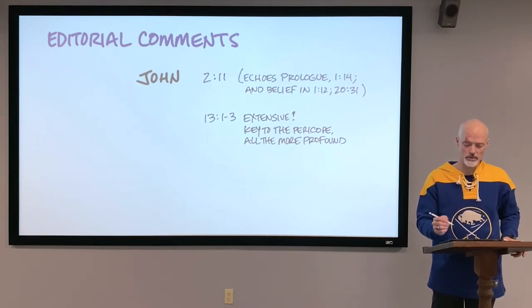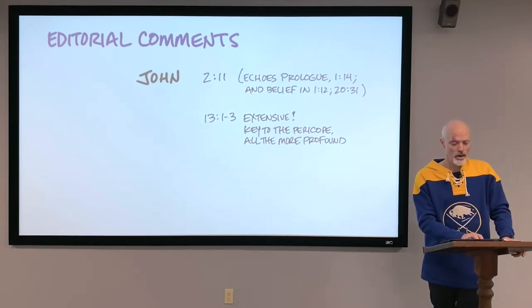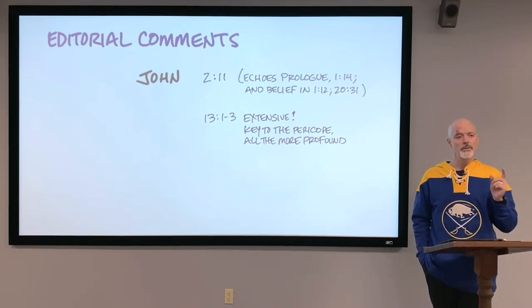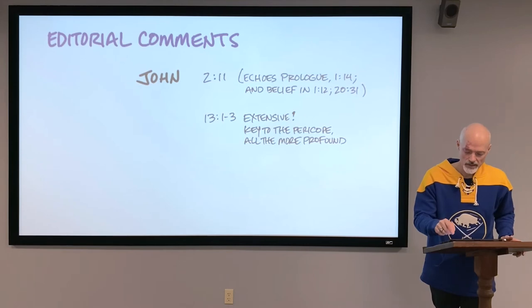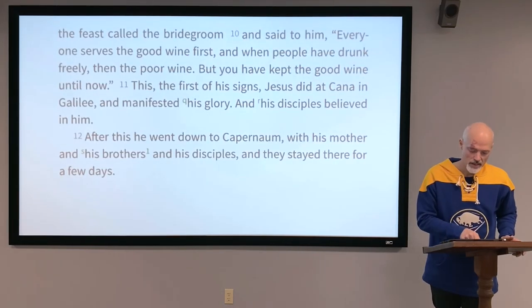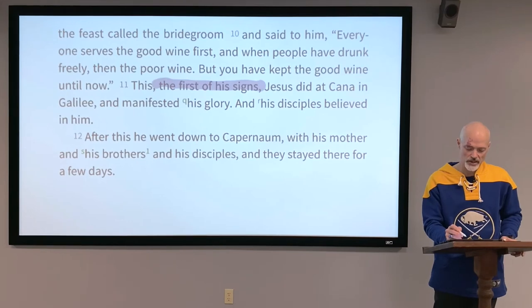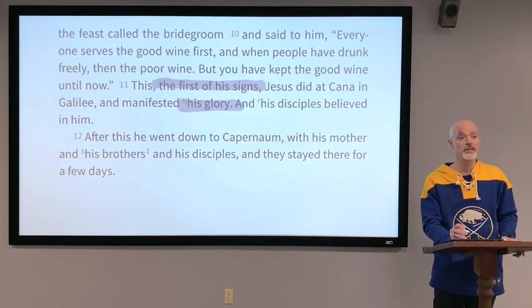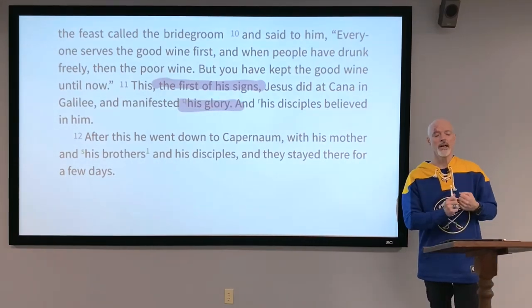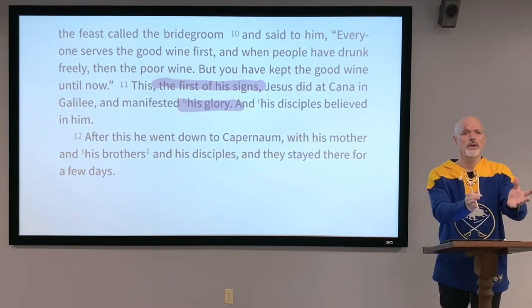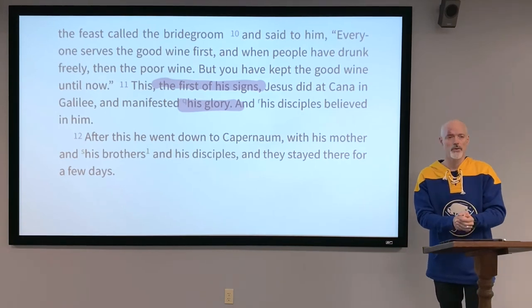In John 2, where we're told this was the first of his miracles that he did, look at the text with me, either in your Bible or up here on the screen. This was the first of his signs that Jesus did in Cana of Galilee, and he manifested his glory. Well, that's what he says in the prologue, that we beheld his glory, glory as of the only begotten from the Father in John 1:14 through 18.